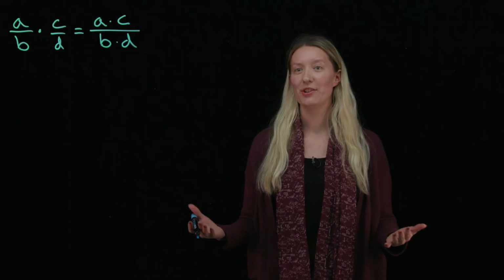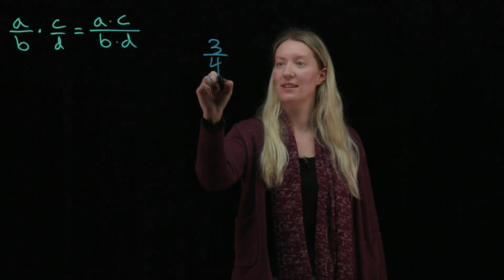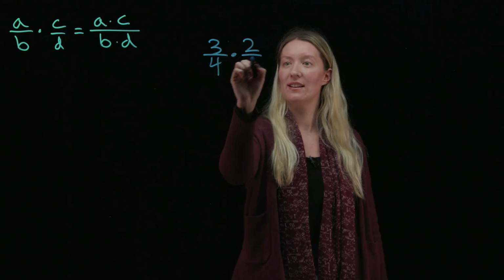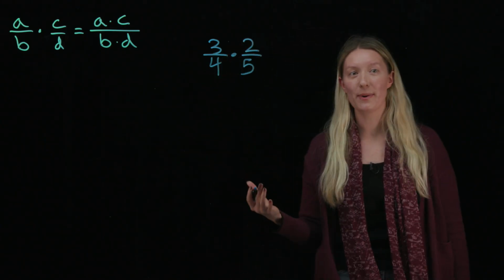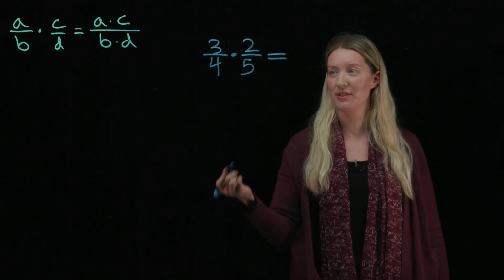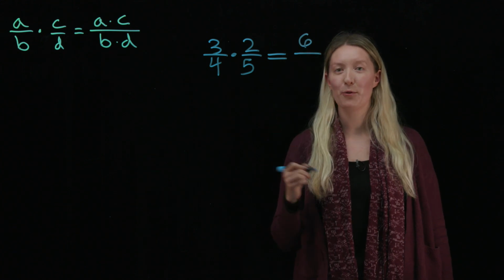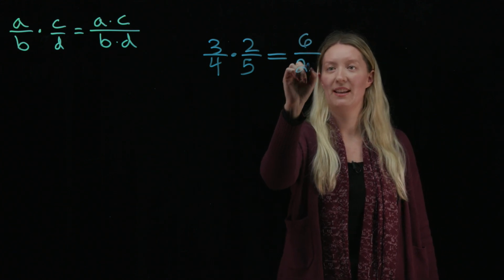Thanks, Noah. Let's try another example. In this case, we're going to be multiplying 3/4 times 2/5. Now first, I want to combine these fractions into a single fraction by multiplying the numerators and the denominators. 3 times 2 is equivalent to 6, and 4 times 5 is equivalent to 20.